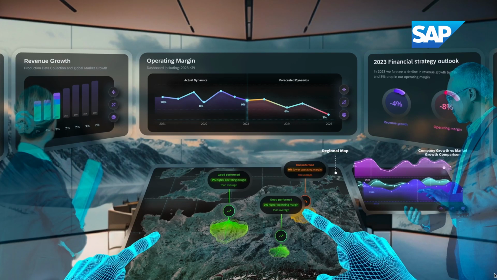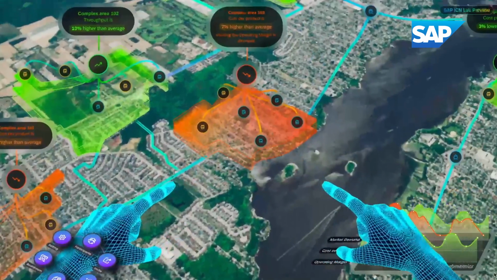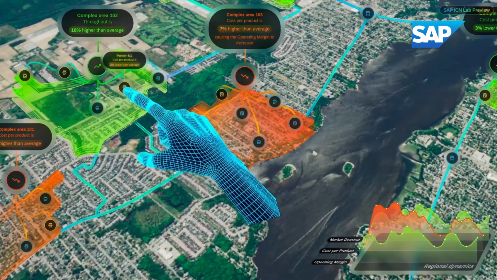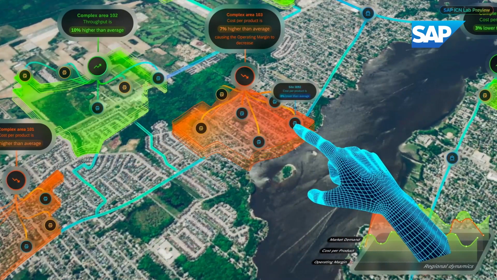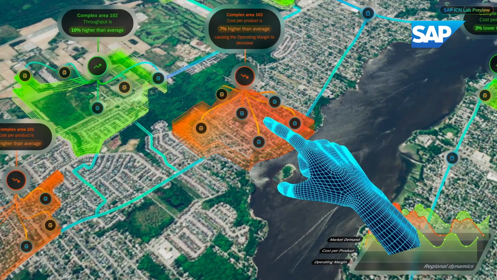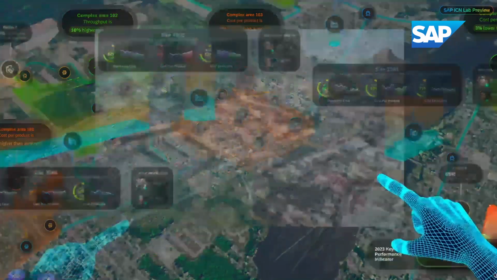She begins by investigating the declining operating margin and worst performance region. In the regional view, she can interact with the company digital twin and verify the performance of different complexes. The area with the worst performance is highlighted. There, the cost per product is 7% higher than average, which is the major component for the operating margin decline forecast. She takes a deeper look into the company sites.